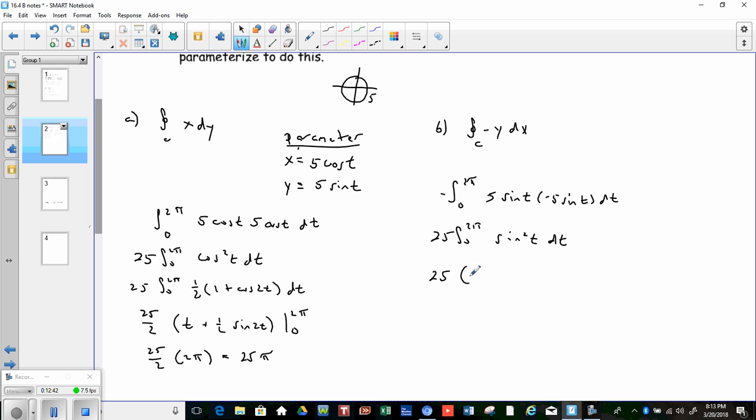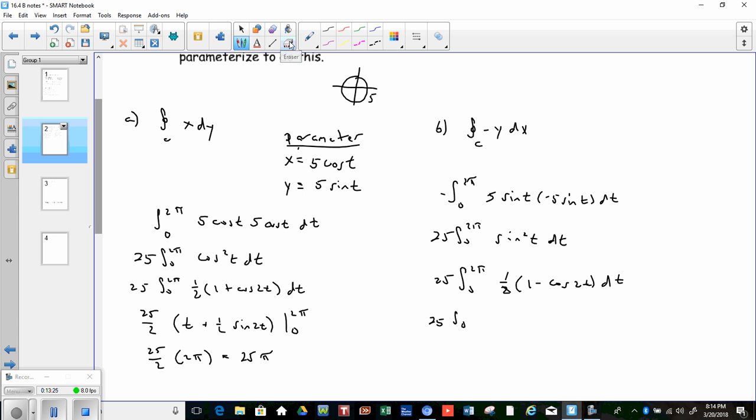So 25, integral. I don't like that. Let's just get rid of this. All right, so 25, integral from 0 to 2 pi. The sine squared reduction is the same thing as the cosine squared reduction, except that it's minus, so it's 1/2, 1 minus cosine of twice the angle dt. So then we get 25 integral 0 to 2 pi.